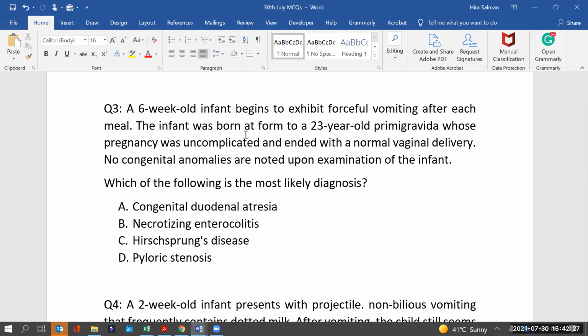Whenever it says something like this, here there is no investigation, no findings, nothing. So which of the following is the most likely diagnosis? Do you think it's a congenital diaphragmatic hernia or necrotizing enterocolitis? Necrotizing enterocolitis is very much an infectious disease.